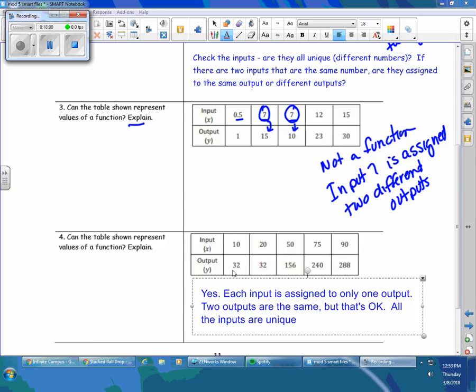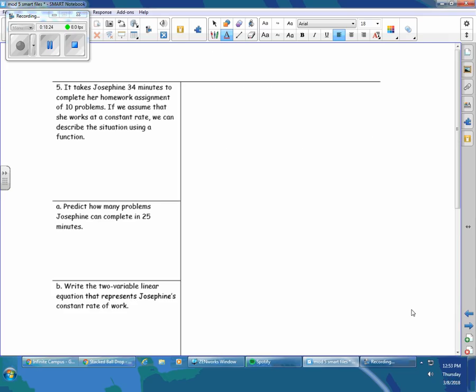Now, if you look, we've got 2 outputs that are the same, but that's okay. It just means at 10 the output's 32, and at 20 the output's 32. That's okay. Maybe it's a flat line at this point. You know, it's not going anywhere, and then all of a sudden it goes up to 156. I don't know what the data is representing. I know it's a function, though, because my inputs are all unique. Let's look at the next one.